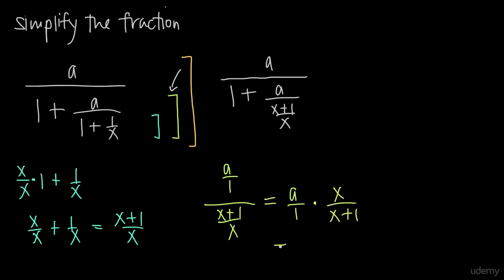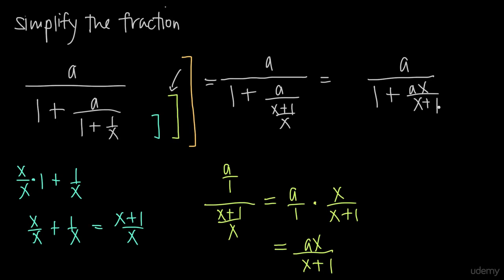Now when we multiply our numerators together, we get a times x, which gives us ax, and then in the denominator, 1 times the quantity x plus 1, which will of course just be x plus 1. Now we can replace that fraction in our original problem, and what we're left with is a divided by 1 plus, and this fraction we just found replaces this fraction here, so we get ax over x plus 1. Now we're into the denominator here. We need to find a common denominator within our denominator so that we can combine the 1 and the ax over x plus 1. So in order to do that, we're going to multiply this 1 here by x plus 1 over x plus 1 so that we get a common denominator with this fraction.